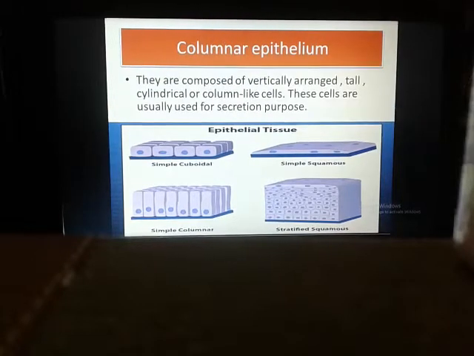The next is columnar epithelium. They are composed of vertically arranged tall cylindrical or column-like cells, and these cells are usually used for secretion. So these are basically column-like structures, and that's why it is called columnar epithelium. Like other epithelial tissues, this is also a kind of covering tissue. Their shape is cylindrical or column-like, and they are used for secretion.